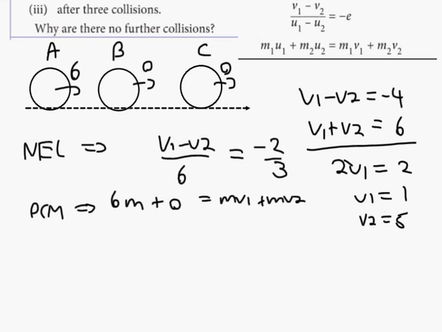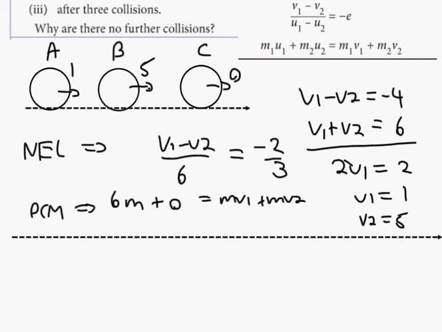you just can reset your diagram. So when you're resetting your diagram, A is currently going at 1, B is going at 5, C is going at 0, and you're going to do a separate equations to the one you just performed there.